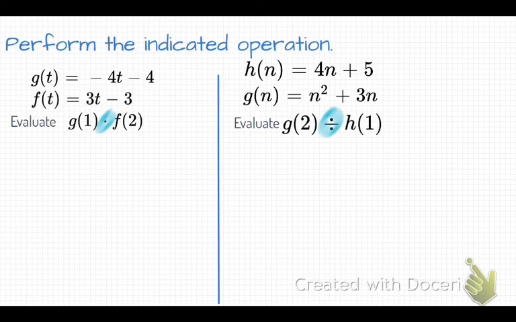So first, I have g of 1 times f of 2. For g and f, are my numbers the same? No. Is that okay? I'm just going to plug it in the same way I have been. So I have g of 1 equals negative 4 times 1 minus 4. Is that okay so far? Okay, what is negative 4 times 1?